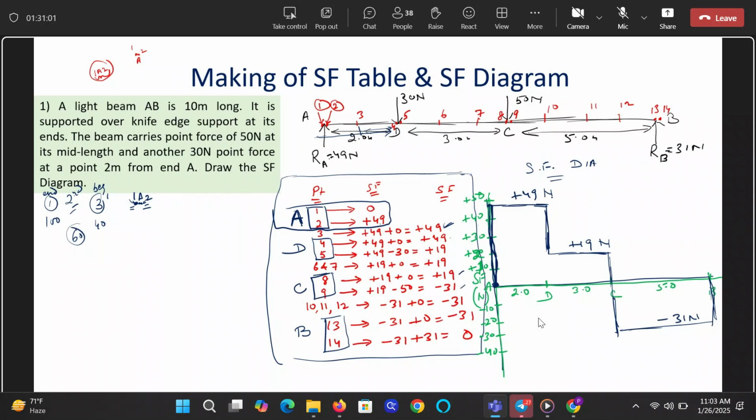Do you agree that this blue that I have drawn here is the shearing force diagram, guys, for this question? Simple? Yes or no? Yes, sir. So this is the shearing force diagram for this simple question.